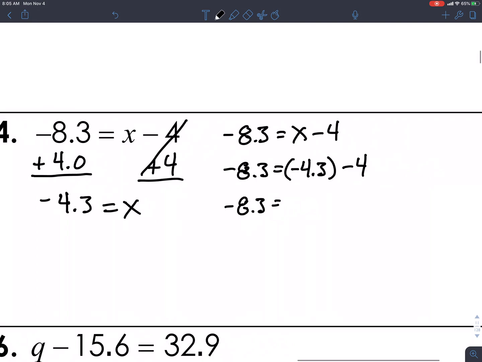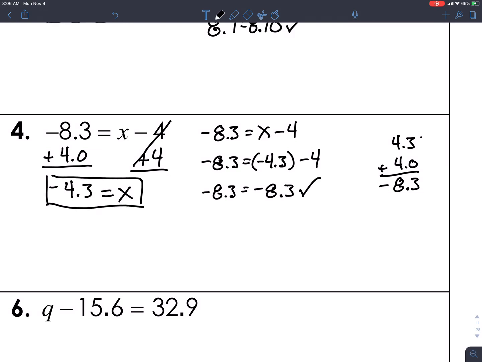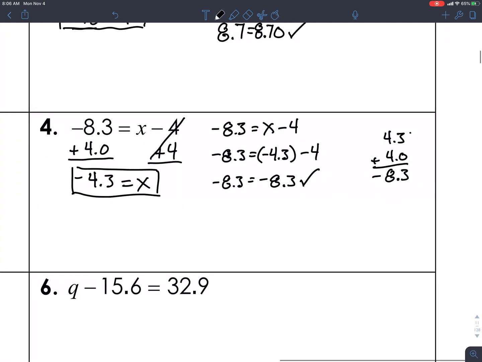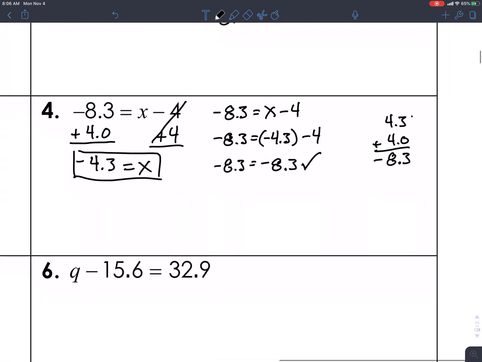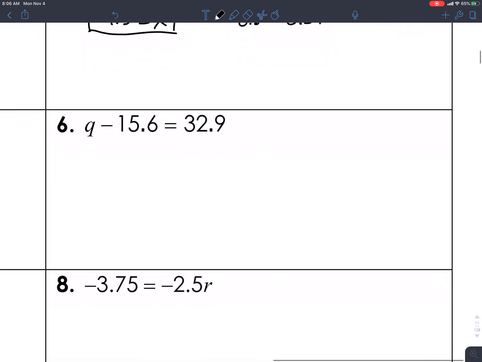And then I combine these two numbers on the right, negative 4.3 and negative 4. The signs are the same. When the signs are the same, you add and keep the sign. So 4.3 plus 4.0. 3 plus 0 is 3, 4 plus 4 is 8, bring down the decimal, and I keep the sign. It's a negative 8.3, so guess what? It's a negative 8.3. It's right, so I know that's my answer. Okay? So hopefully these two examples make a lot of sense. Let's do one more. This one's pretty simple.